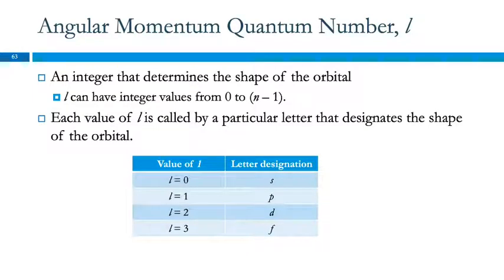And you might think, well, why didn't they do A, B, C, D? Wouldn't that make more sense? Well, retrospectively, yes, it would. But these letters describe the lines that they saw in the emission spectra of elements. So there was sharp, principal, diffuse, and fine. And that's where those letters came from. I don't expect you to remember that, but there's a reason for them.